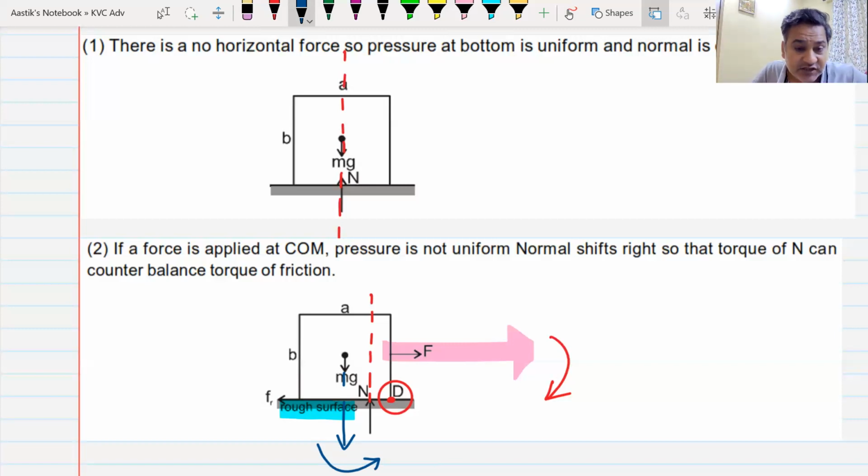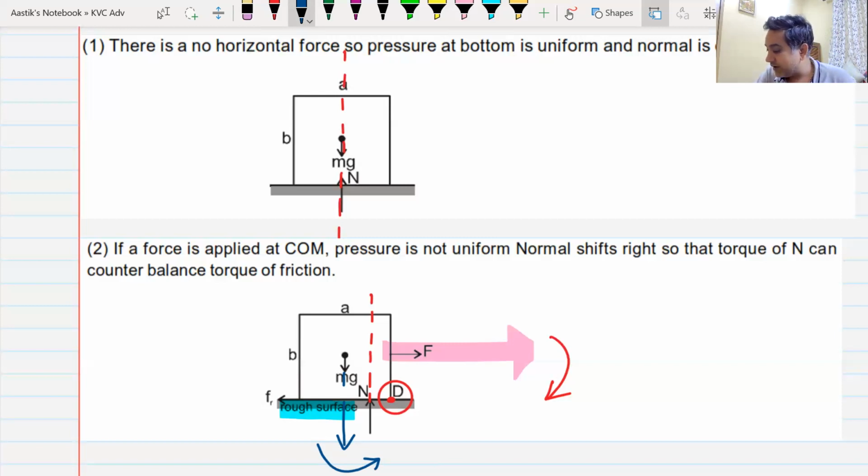But there will be a stage where the normal reaction reaches its maximum point. When I say maximum point, what do I mean by this? It reaches the edge. It cannot increase infinitely. It can only go till the edge. Do you understand what I'm saying?